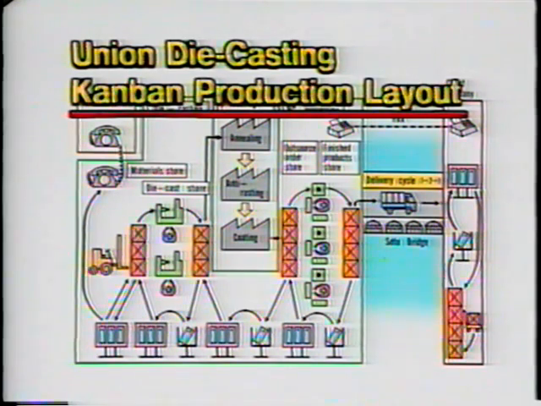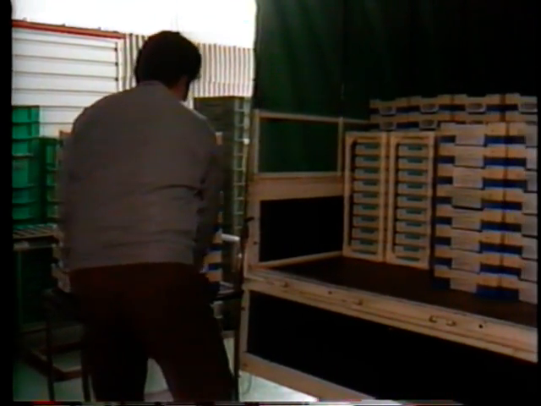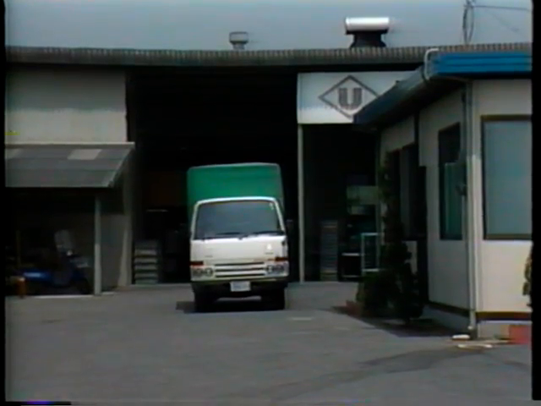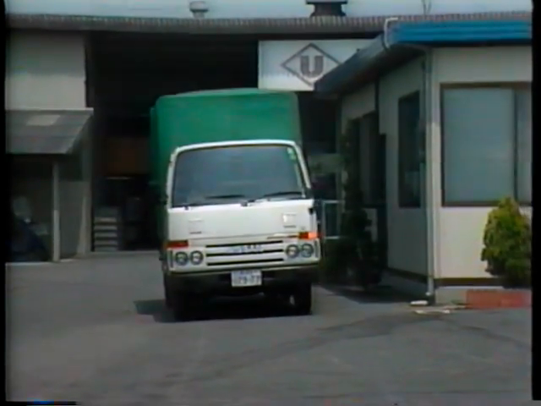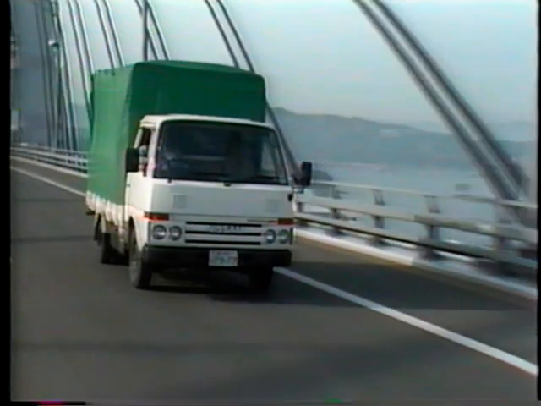Let's follow the delivery procedure, focusing on the Kanban flow. Twice a day, products from the Okayama factory are taken across the Seto Bridge over the inland sea for delivery to the client company's plant in Takamatsu.